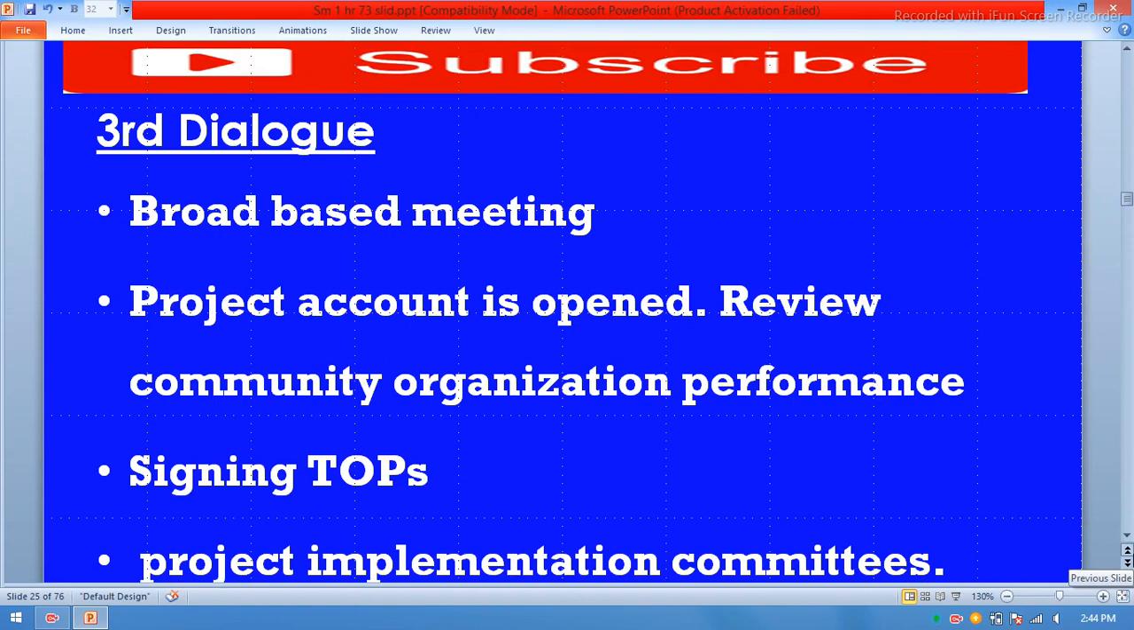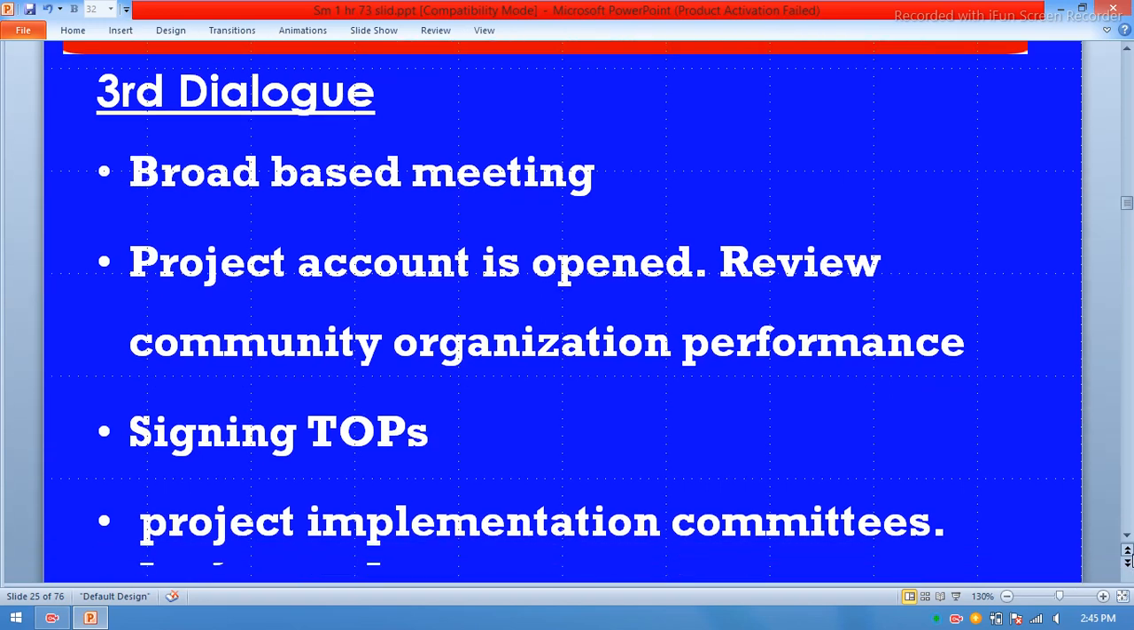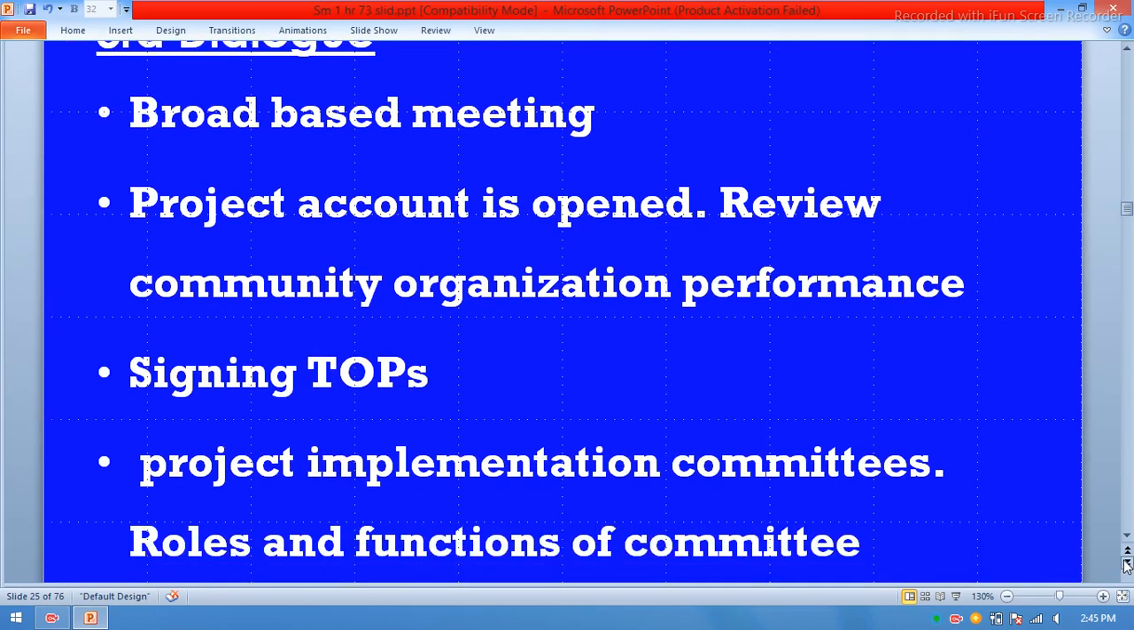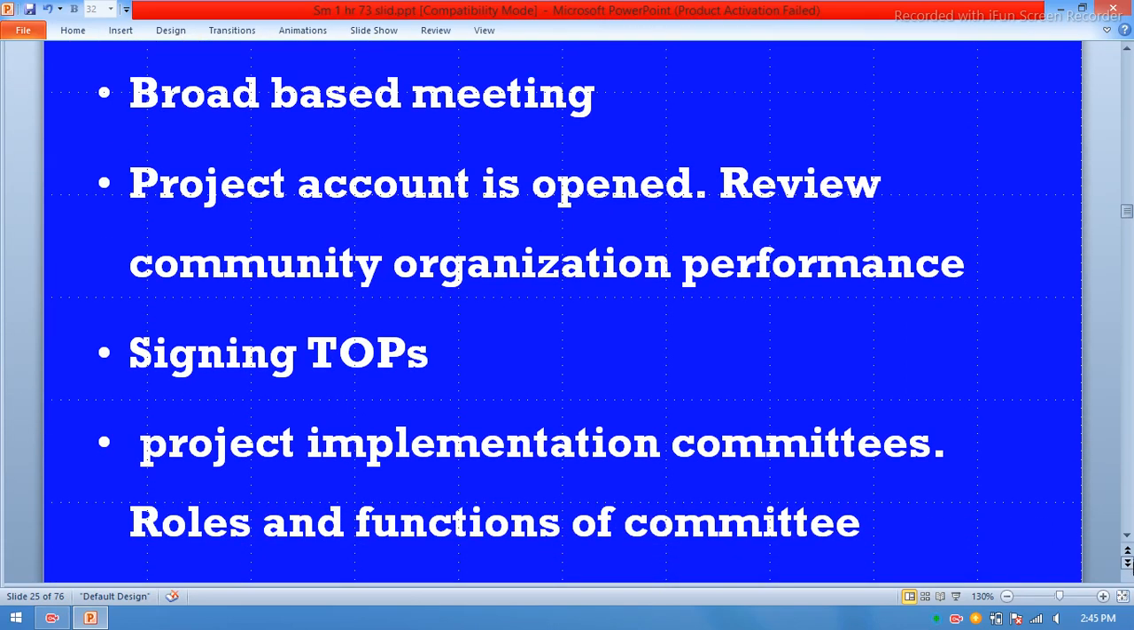Third dialogue. In third dialogue, we can explain the broad-based meeting. Project account is open. Review community organization performance. Signing of term of partnership. In the TOP, both parties' roles and responsibilities will be clearly explained in written form. Project Implementation Committee. Roles and function of committee.